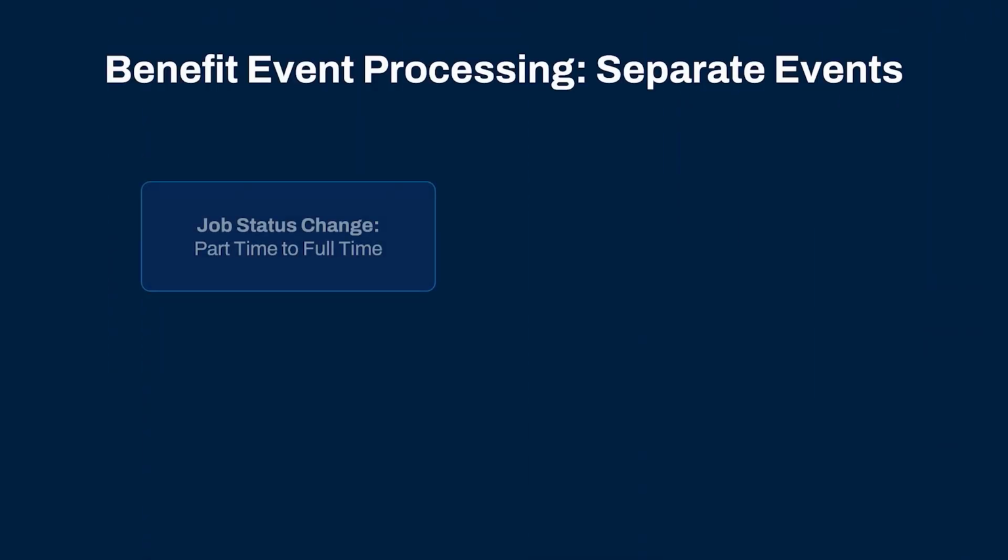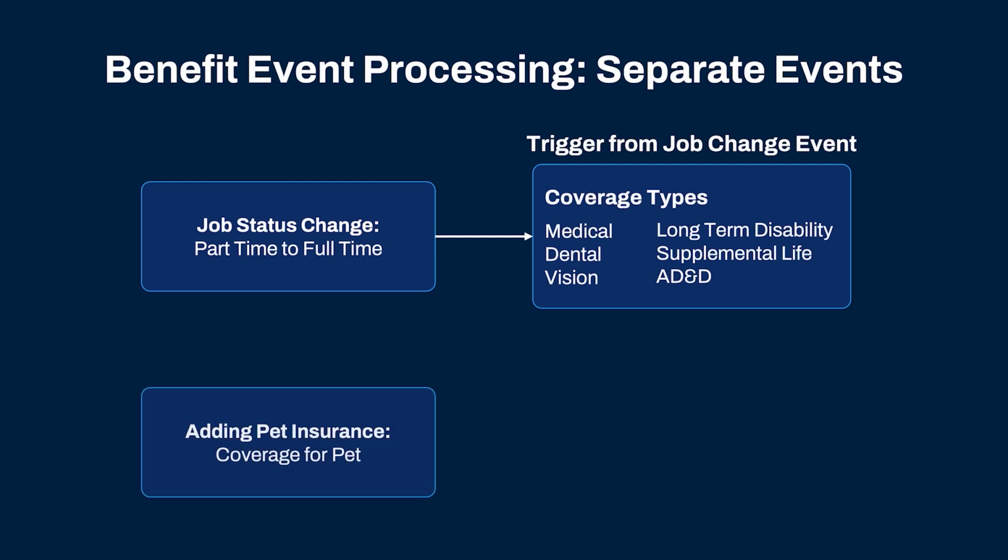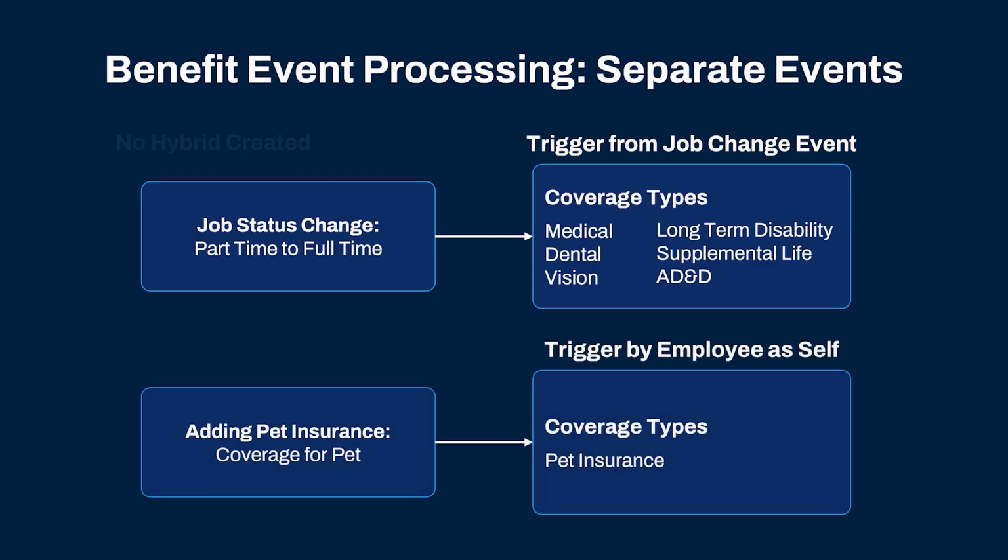When two events occur on the same day, such as a job change and an employee adding pet insurance, the system also determines what coverage types open for benefit elections. The job status change event typically allows for medical, dental, vision, long-term disability, supplemental life, and accidental death and dismemberment, or AD&D insurance coverage elections. Initiating an event by adding pet insurance only opens the pet insurance coverage type. As a result, Workday doesn't create a hybrid since both events include different coverage types. Because neither event has an impact on each other, there's no conflict in both events processing at the same time. These events remain separate and are processed in the order that they're entered into Workday.